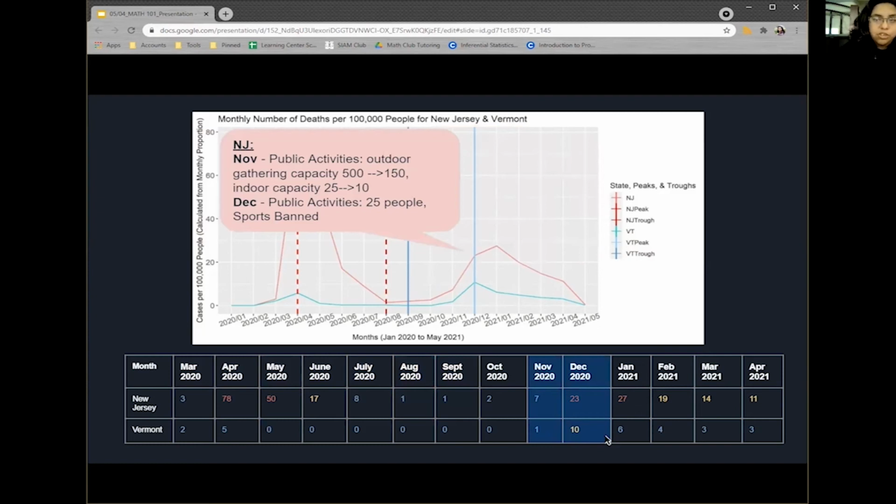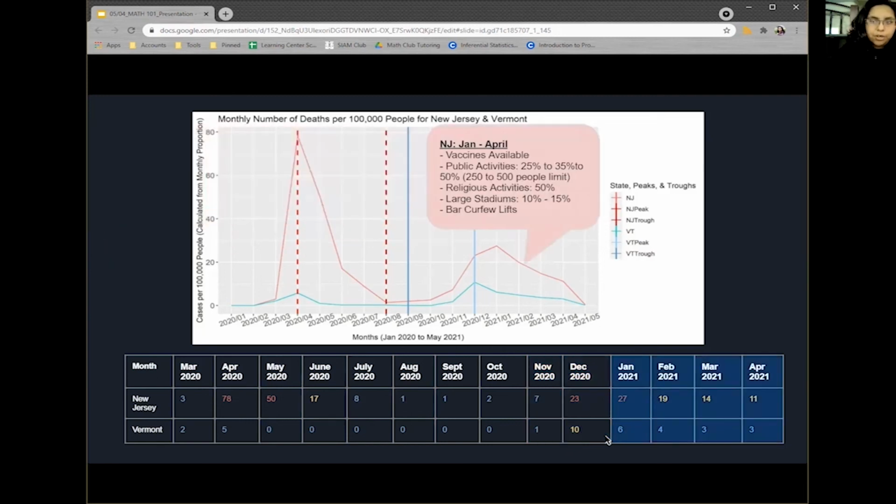In response, New Jersey limited outdoor activities from 500 people to 150 people and indoor activities from 25 people to 10 people. Finally, in the new year, when vaccines were available, the numbers began falling, and New Jersey saw this and began lifting the regulations once more.